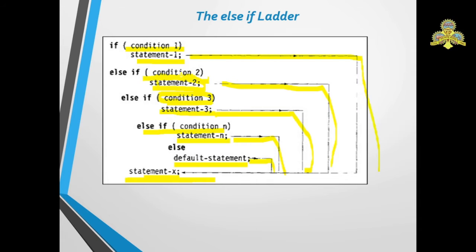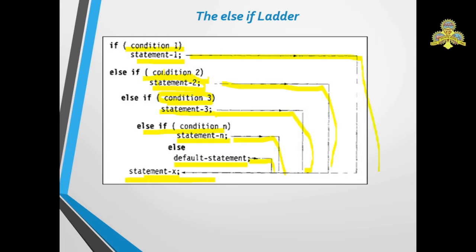Here in this if else ladder, there is another way of putting ifs together when multi-path decisions are involved. This else if ladder is used when multi-path decisions are involved. A multi-path decision is a chain of ifs in which the statement associated with each else is an if, and it takes the following general form. This is the general form for the else if ladder.